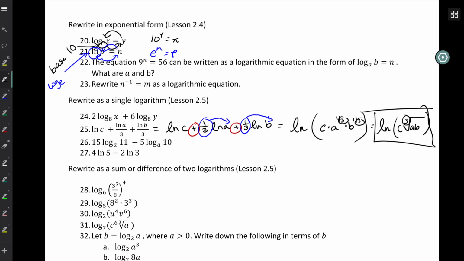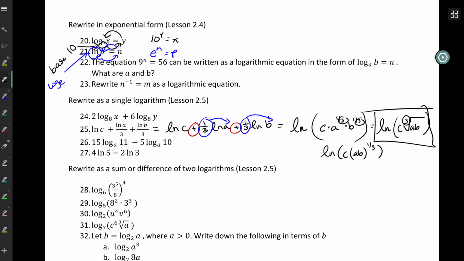Okay, so this is a pretty common way that we would see this kind of expression. You could end up seeing it as ln of c times a to the 1/3 times b to the 1/3. We could end up seeing it like this, c ab to the 1/3, indicating that both of those expressions are going to be getting the natural log. Either way is going to be considered acceptable.